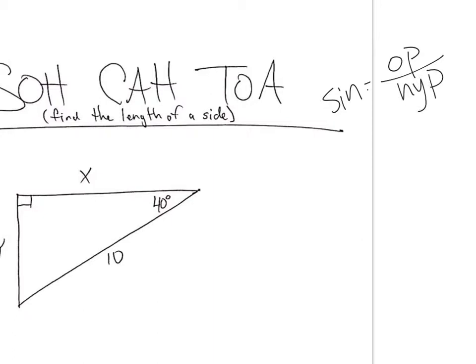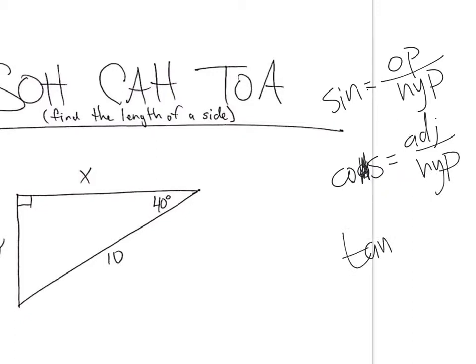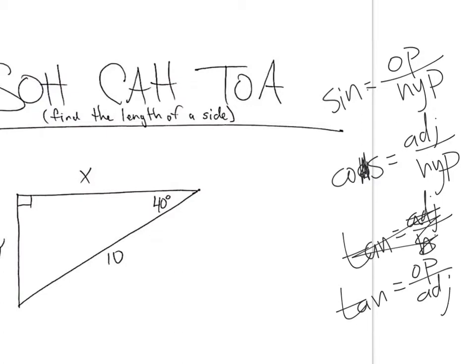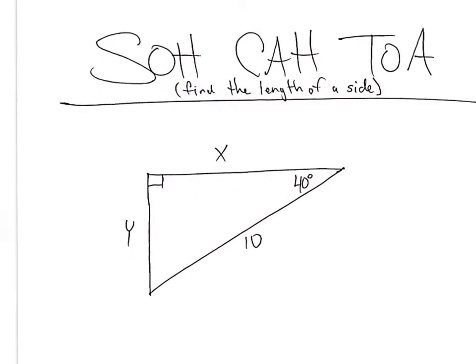I'm going to abbreviate. That the cosine is the adjacent, means next to, over hypotenuse, and that the tangent is the opposite over adjacent. So let's apply that to these examples.